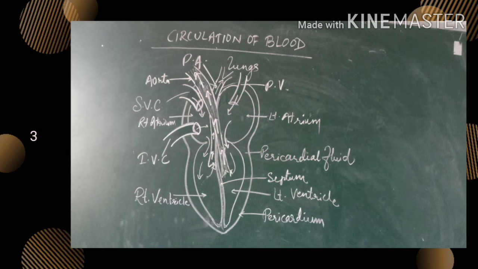As you can see in this diagram, the right part of the heart and the left part of the heart are completely separated from one another through the muscular wall called septum. Septum prevents the intermixing of the deoxygenated blood and the oxygenated blood.